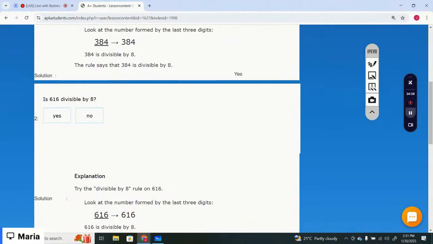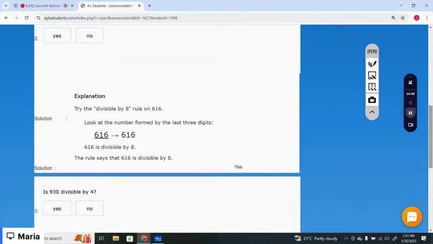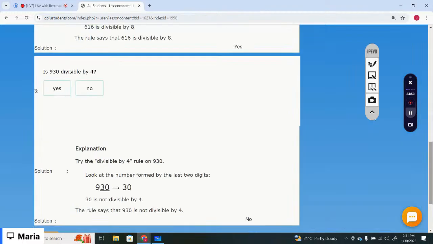The next one is 616. The number formed by the last three digits, if that is divisible by 8, means the number is divisible by 8. So 616 is divisible by 8. The rule for 4 is if the number formed by the last two digits is divisible by 4, the number is divisible by 4. For example, here you have 30. 30 is not divisible by 4, so the correct option is no, the number is not divisible by 4.